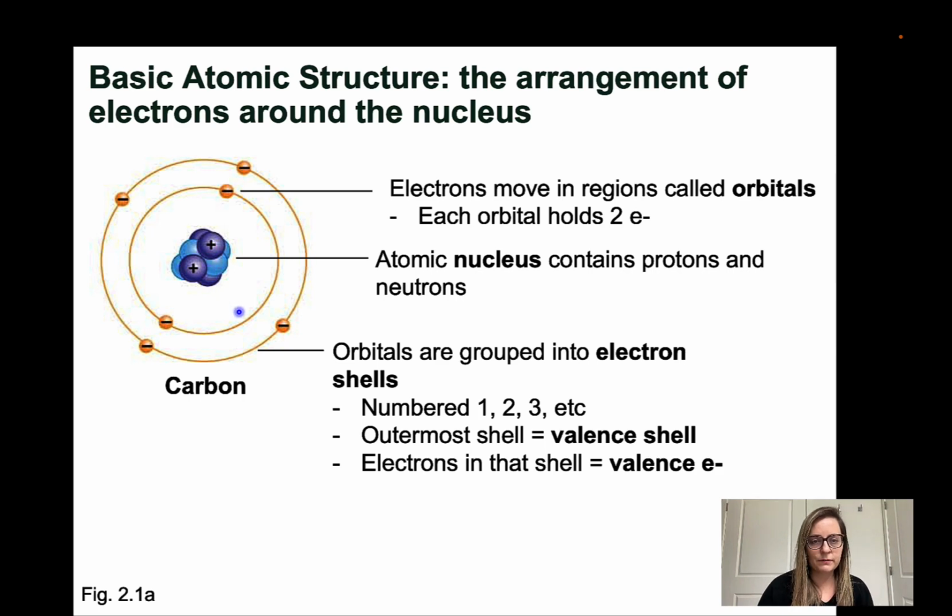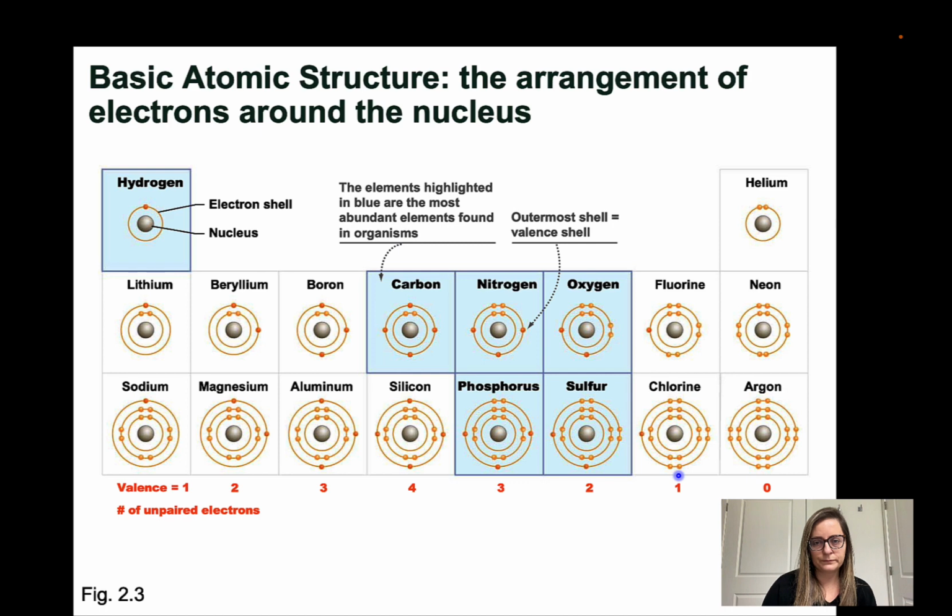And so they're numbered, right? The electron shells are numbered, starting with the ones closest to the nucleus. So here's 1, and then 2. And so they're numbered out depending on how many electrons there are. The outermost shell, we call this the valence shell. And these are the electrons that can participate in chemical bonding. And so we call these the valence electrons.